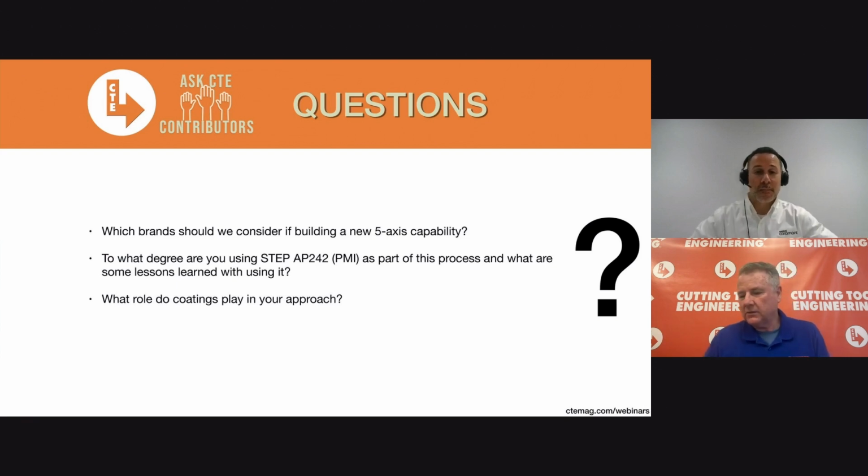As we talked about earlier, there were a few people who signed up to watch this webinar today who submitted questions in advance. Everyone can see them on their screen right there. You want to talk about which brands they should consider if building a new five-axis capability?